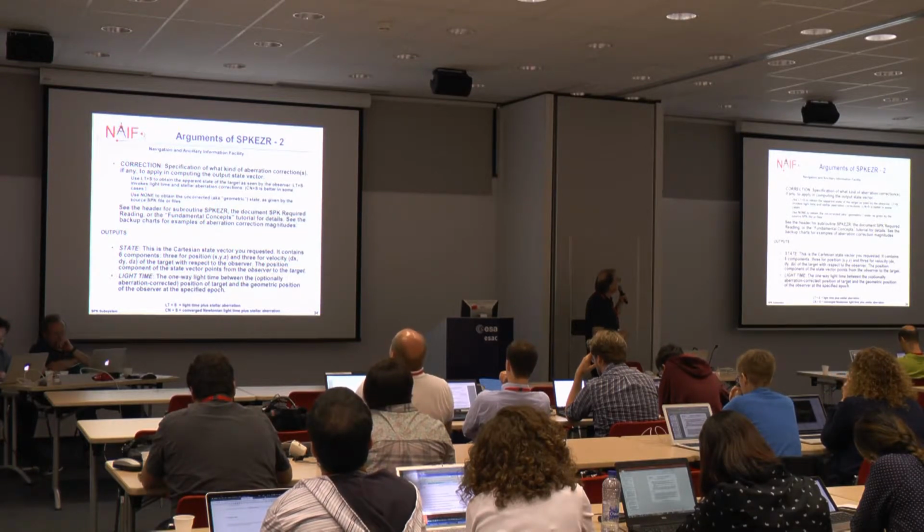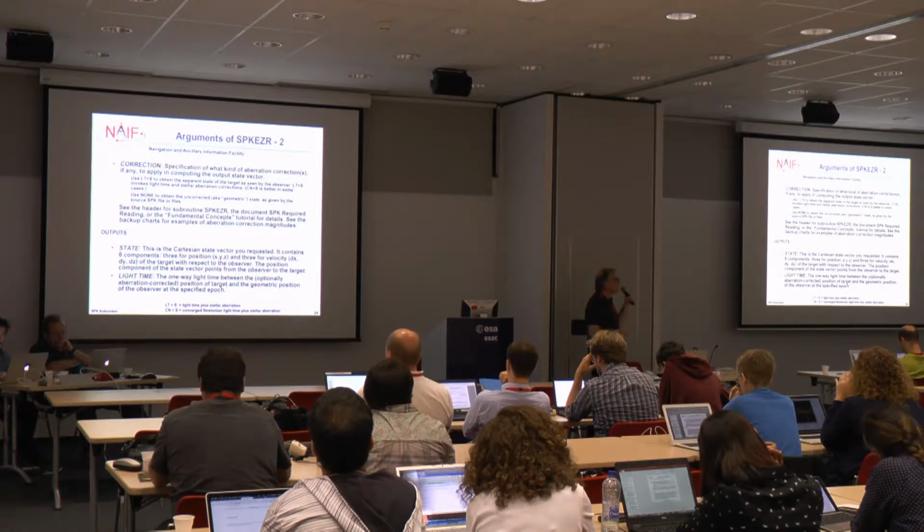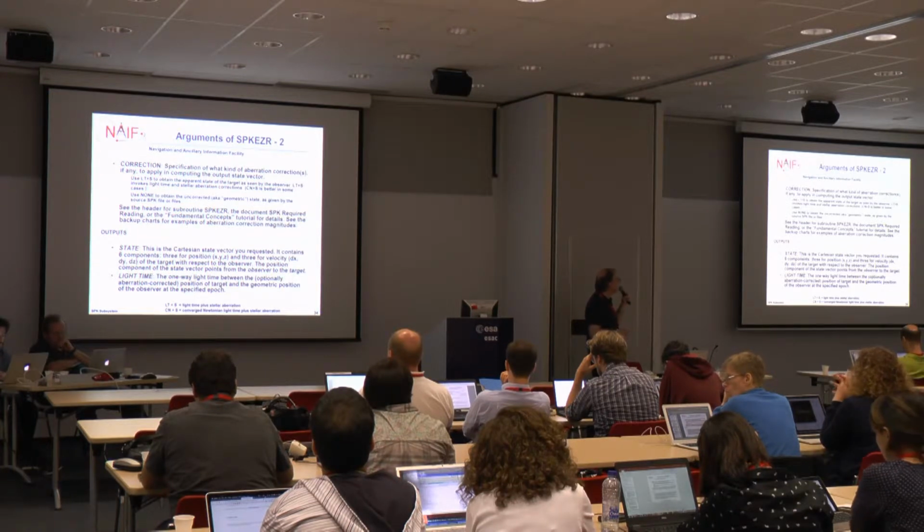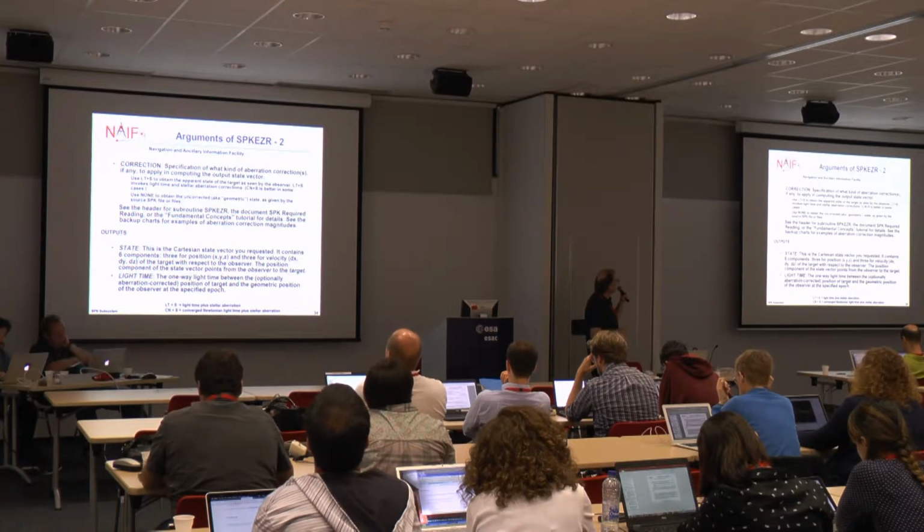Use none to obtain the uncorrected state. So, for example, if you want to get a state that's exactly as it was in an SPK file, say Mars orbiter relative to the center of Mars, exactly as the data are in the SPK file, you use none. That will do no aberration corrections.